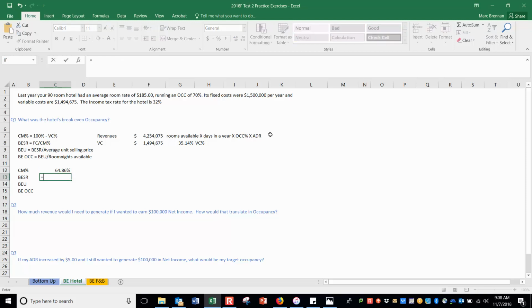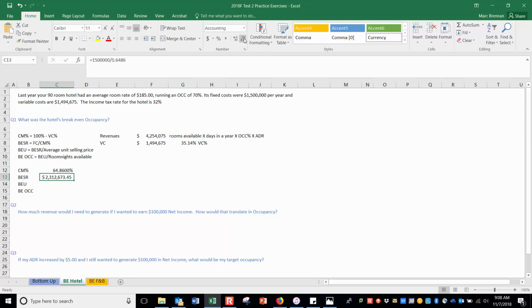Now, my break-even sales revenue. I've got my fixed cost right here of 1.5 million. I'm going to simply divide that by my contribution margin, 0.6486. We want to use 2 decimal places for this for sure. So that's going to tell me that to break even last year, or we'll keep the decimals, sorry, to get more accurate numbers.